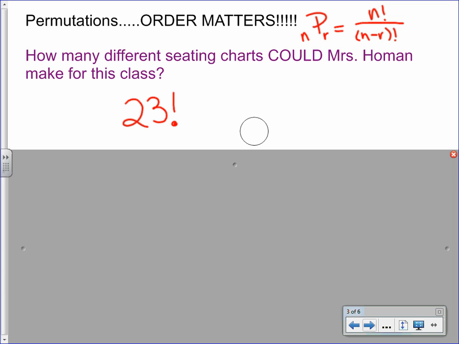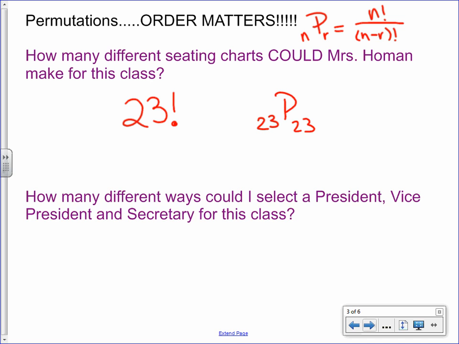Now, what if I wanted to take this class and make a president, vice president, and secretary for the class? Okay. Is order important? Yes, because Emma being the president is different than Emma being the secretary, right?